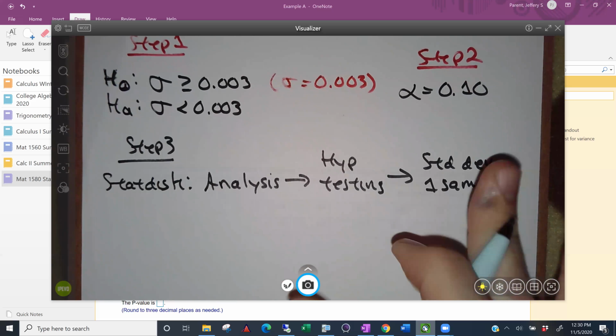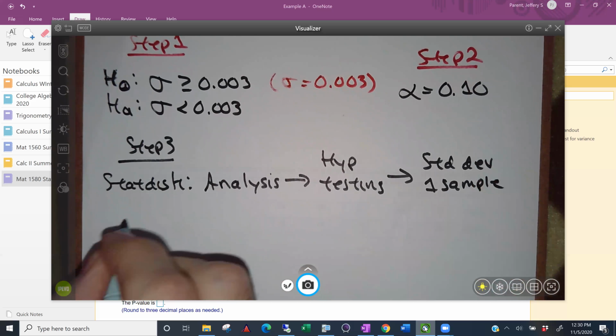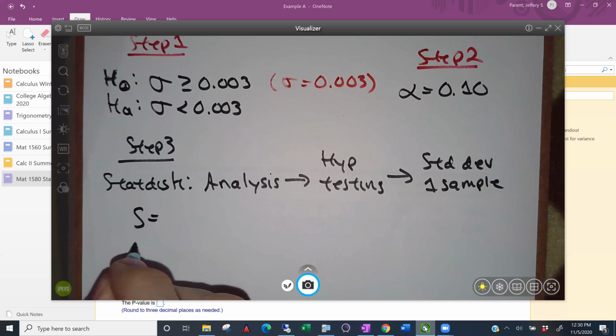But when you get there, there's a couple things you're going to need. Either you're going to have the data, or you're going to need both of these things: the sample standard deviation and the sample size. So let's look back at the problem and pick up both of these.